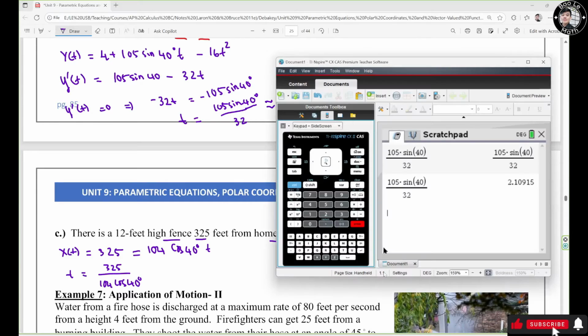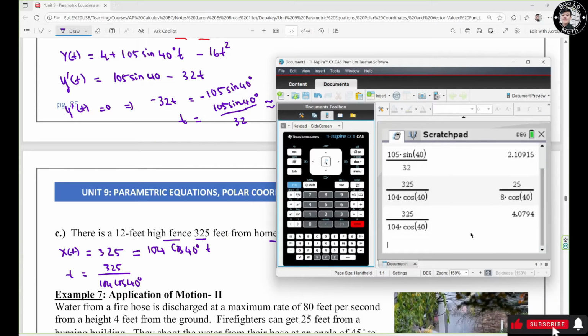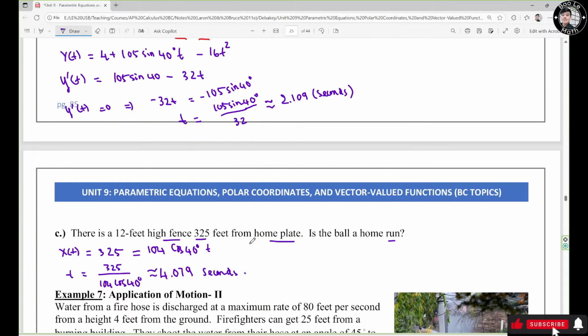Now I'm going to bring up the calculator. I'm going to press this guy and put a fraction. It's going to be 325 over 105 times cosine of 40 degrees, and press enter. Convert this one to decimal, so Control enter right here. It's going to be 4.07, right? Now we're going to use this value to calculate the height.